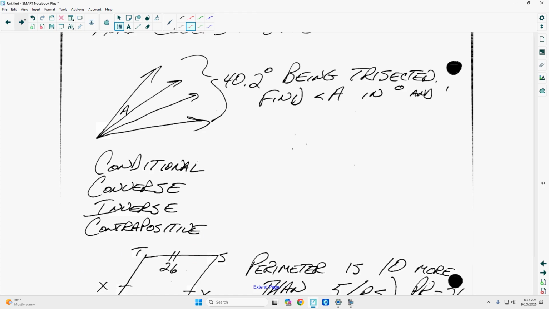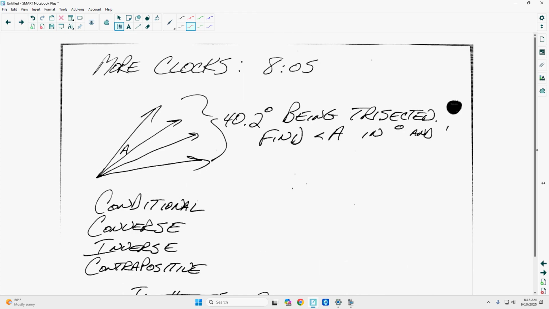Okay, what's up here? More clock problems, 8:05. Oh, okay, let's try it. Maybe this one's different. Please let it be different. Okay, there's 8:05. Where is the 8? So here's 9, here's 8, here's 10 and 11. Okay, got it. So 8:05 is going to go like here. Right?